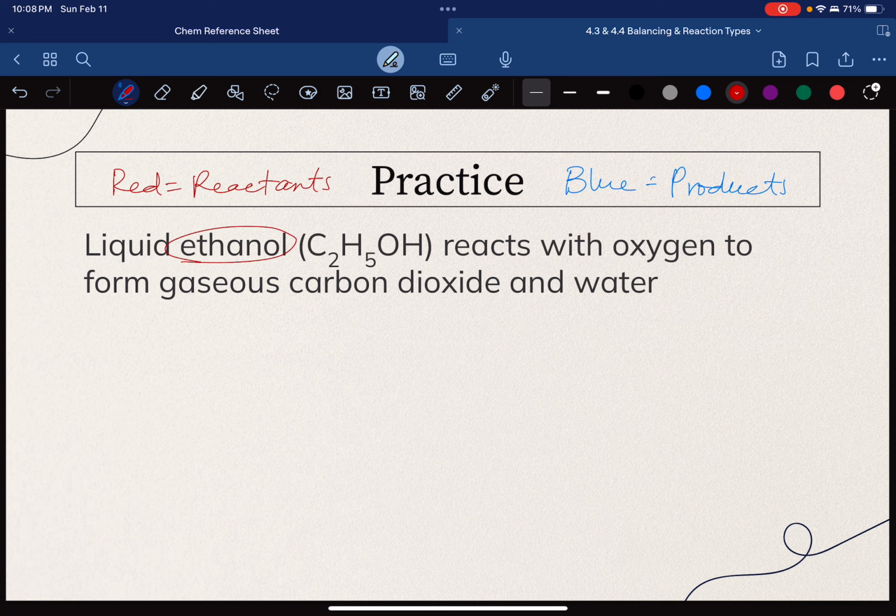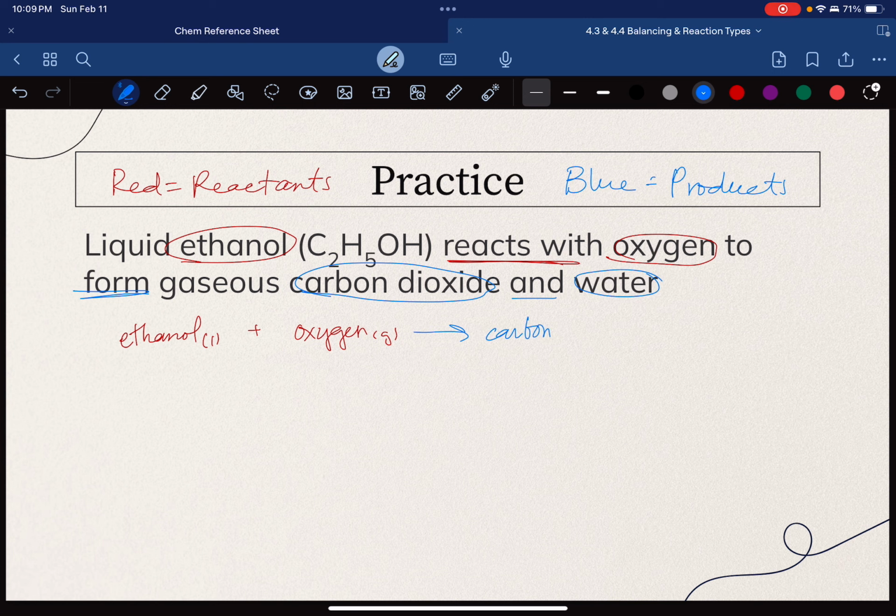So here I have liquid ethanol reacting with oxygen. So I'm going to write ethanol, which is a liquid, reacting with oxygen, which is going to be a gas. And you're going to form gaseous carbon dioxide and water. So we have carbon dioxide and water. This was a gas, and this is probably going to be a liquid.